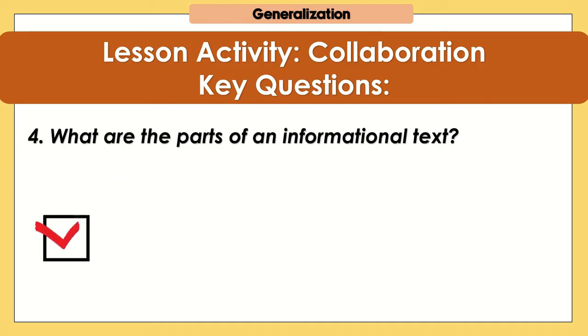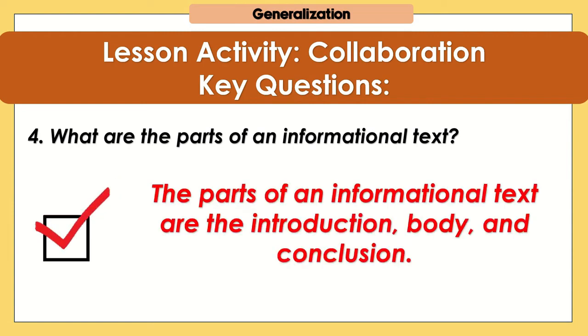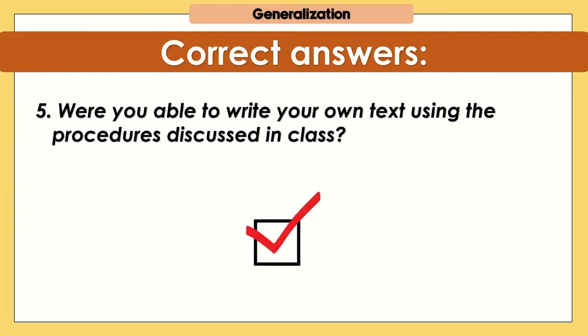Number 4 question. What are the parts of an informational text? Very good. The parts of an informational text are the introduction, body, and conclusion. Were you able to write your own text using the procedures discussed in class? If yes, that's good to know.